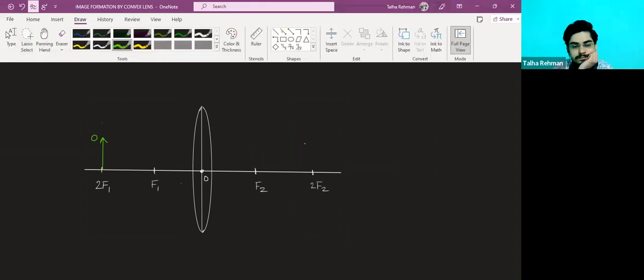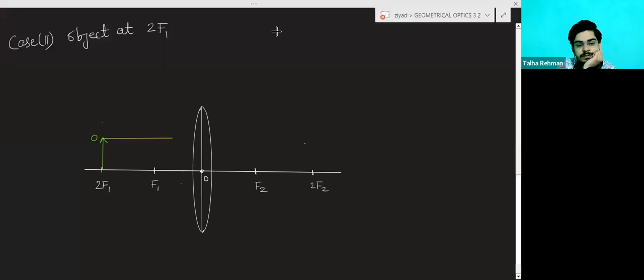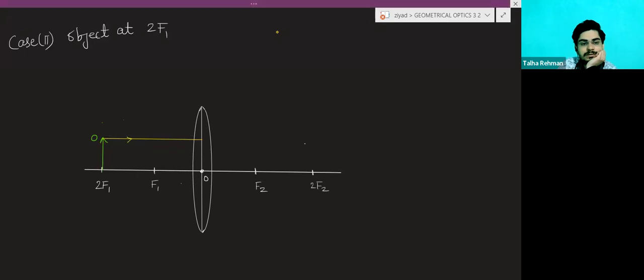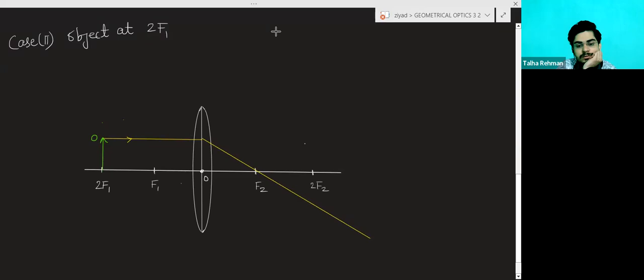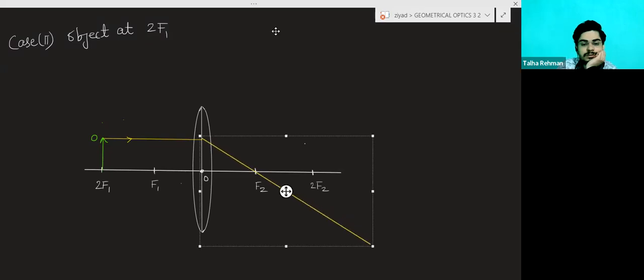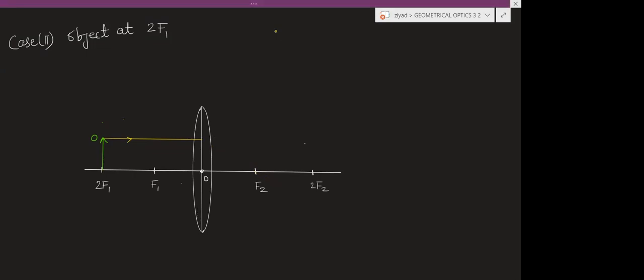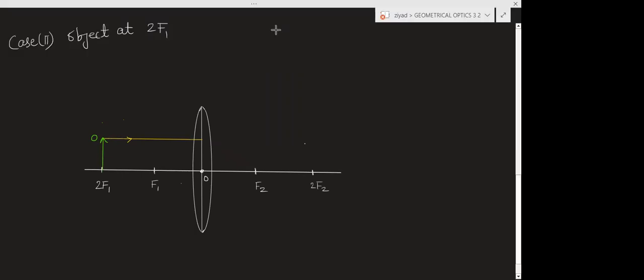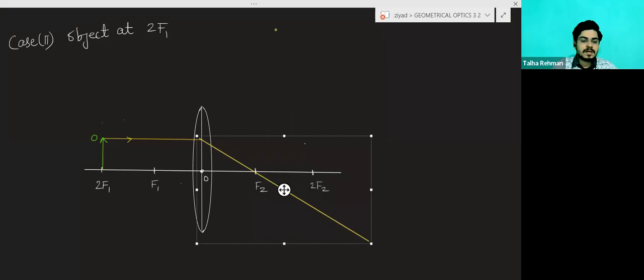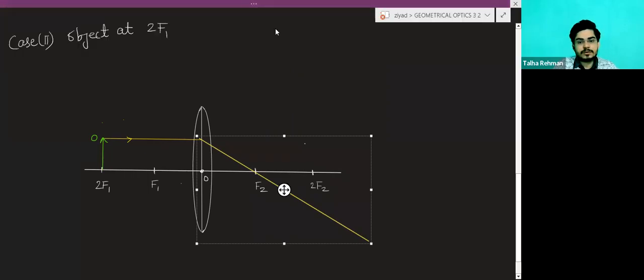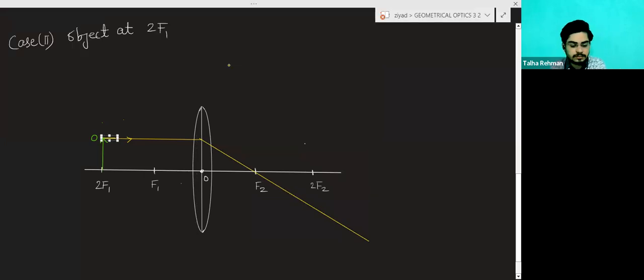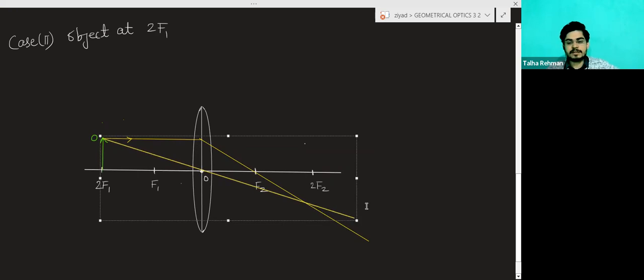Now we will draw the ray diagram again. The first ray from the object is parallel to the principal axis like this, and after refraction from the lens it will pass through the focus. Another ray from the object passes through the optical center like this. So the image is forming somewhere here.